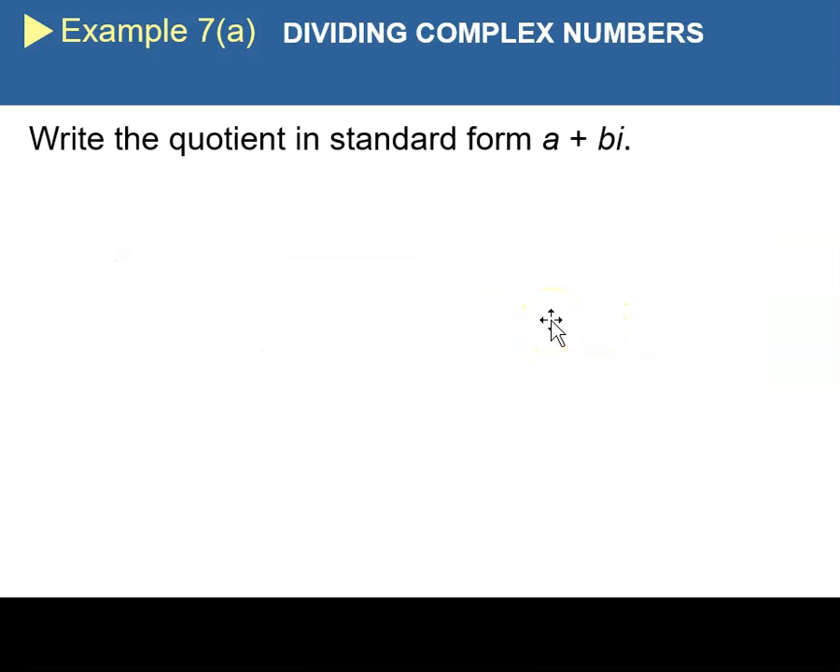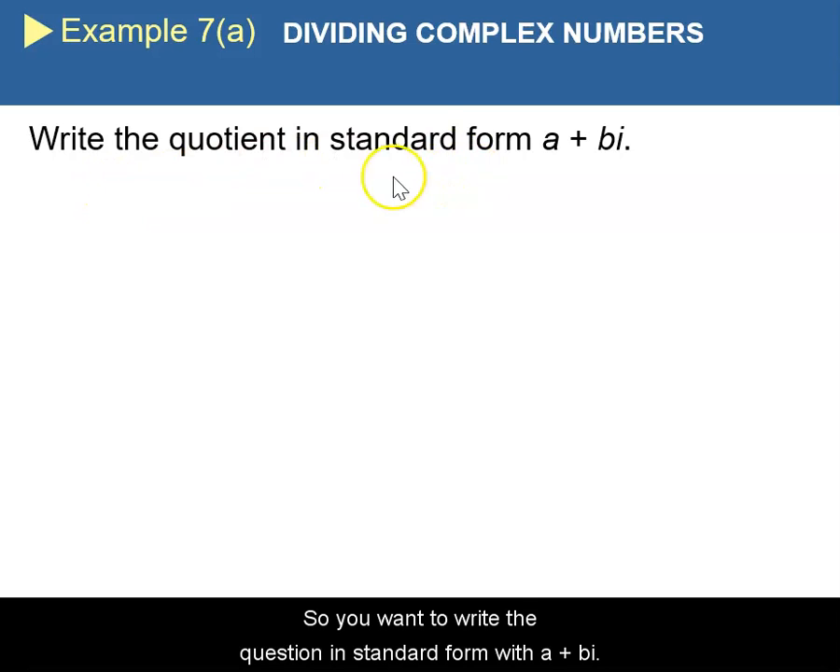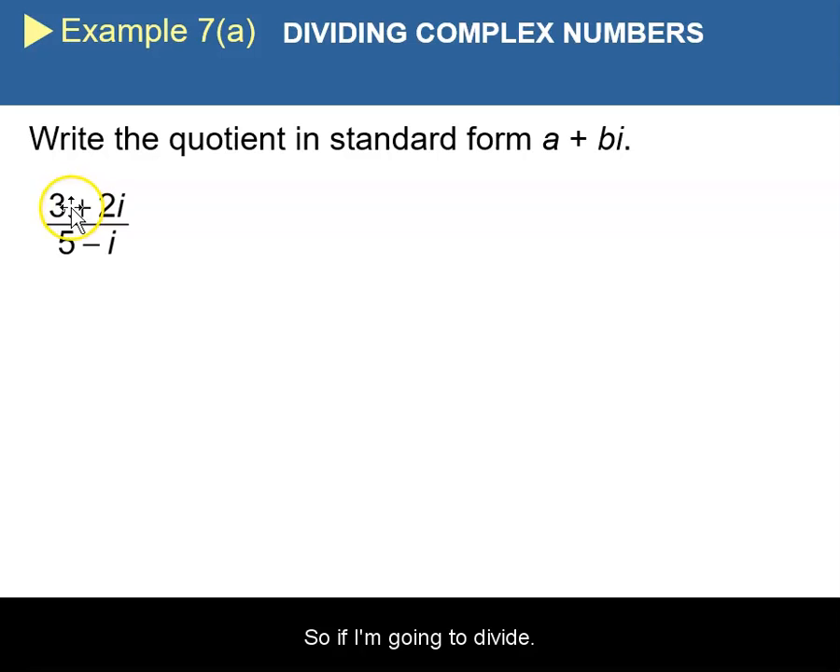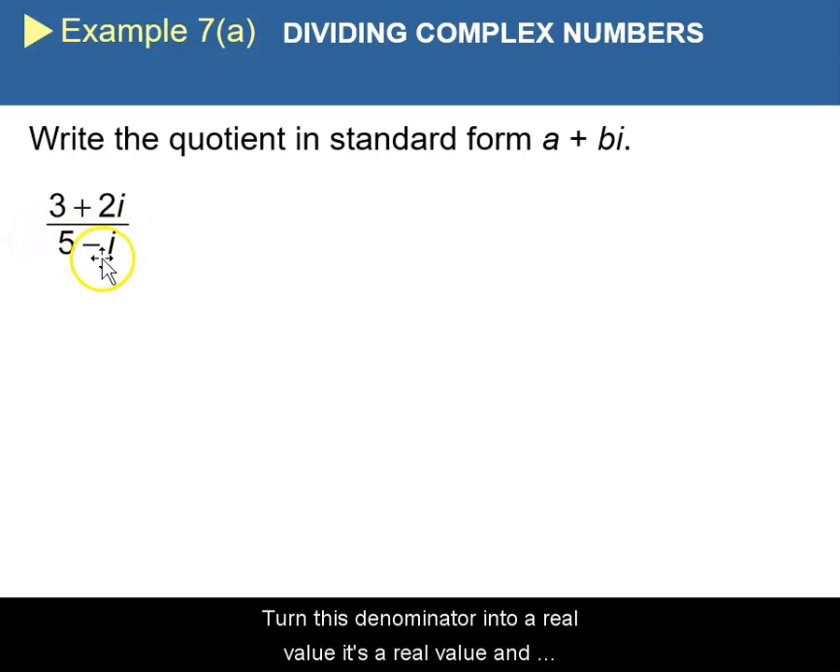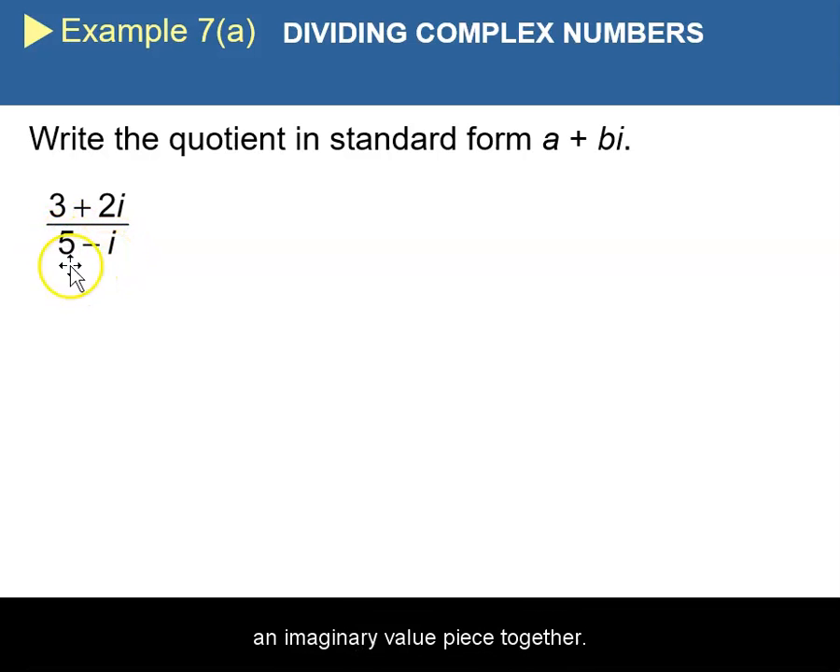Okay. So we want to write the quotient in standard form, a plus bi. So if I'm going to divide a complex number by a complex number, I need to turn this denominator into a real value. Okay, so let's think about what a complex number is. It's a real value and an imaginary value pieced together.